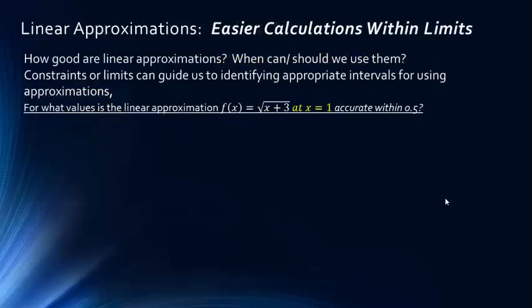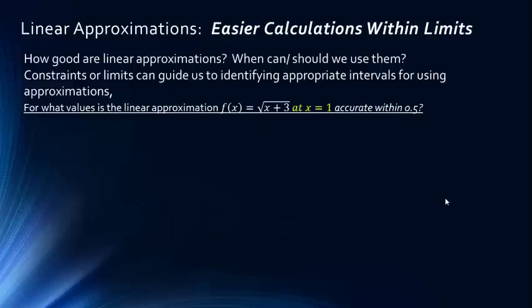Okay? So how good are these approximations? Well, the closer you get to your point of tangency, the better they are. And when can or should we use them? They're often used in terms of error rates or constraints, like maybe strength of materials, etc. We want those to be within a certain range.